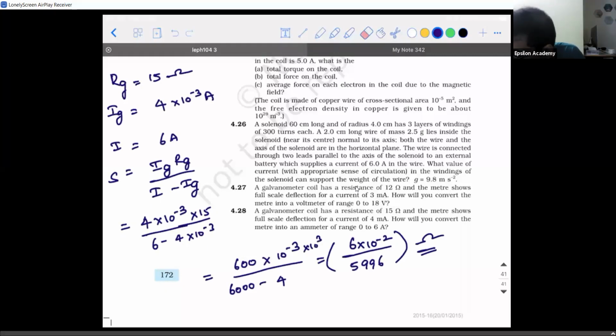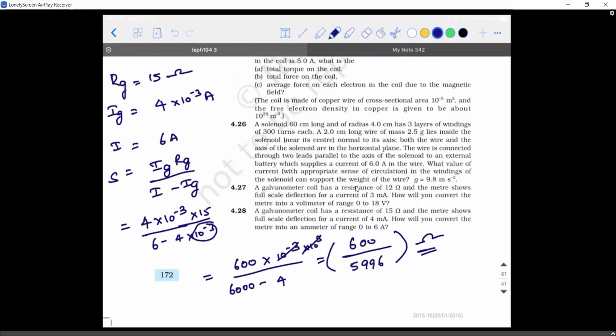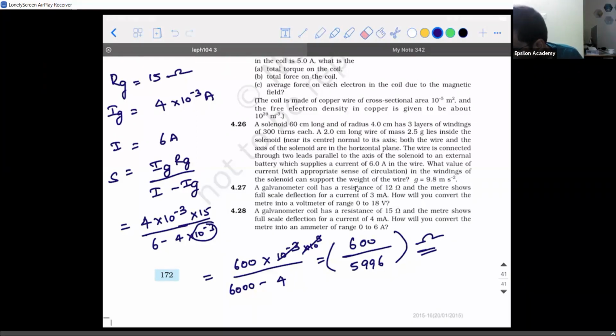One minute, wait. Now it is okay. So I took this 10 power minus 3 as 4 by 1000. I took the LCM. I took the 10 power 3 to the numerator, 10 power minus 3 and this will get cancelled. So 600 divided by 5996. It will be 60, right, sir? 15 into 4, is it 60? Okay. 60 divided by 5996. Whatever is the answer, that's going to be 0.00 something. Okay. So this part you calculated.